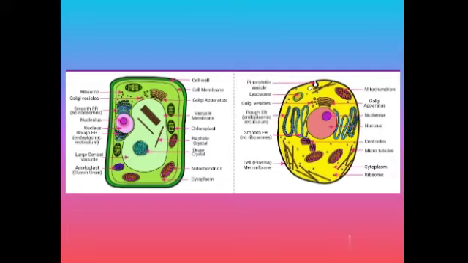Vacuoles are smaller and temporarily present in animal cells, whereas plant cells have large and permanent vacuoles. Animal cells have single highly complex and prominent Golgi apparatus, but plant cells have many simpler units of Golgi apparatus called dictyosomes. Animal cells have centrosomes and centrioles, but they are absent in plant cells.